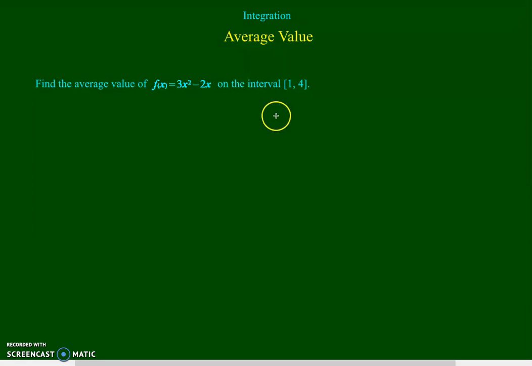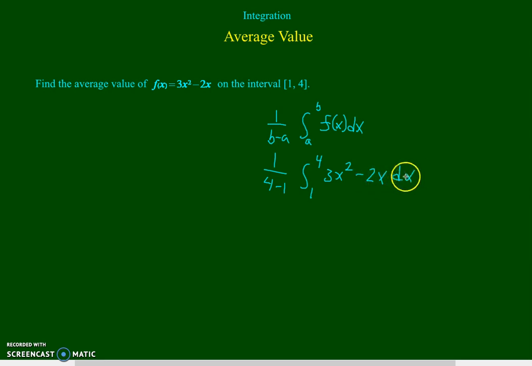So in this problem, we're asked in a pretty straightforward manner to find the average value of the function 3x squared minus 2x on the interval from 1 to 4. So the average value is given by 1 over b minus a times the integral from a to b of f of x dx. So that's 1 over 4 minus 1 times the integral from 1 to 4 of 3x squared minus 2x dx. So we'll go ahead and take this antiderivative.